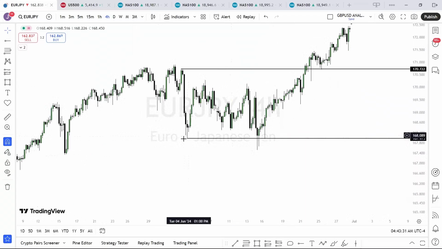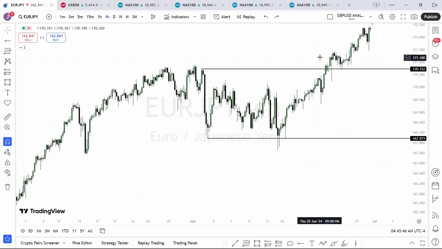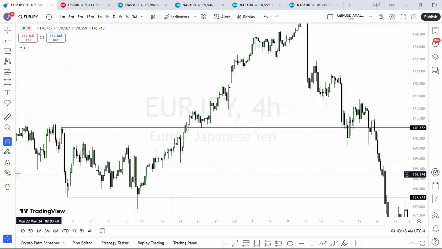So any run on this low will give you an idea that price wants to take what? Liquidity before running higher. So price first expanded lower before expanding higher. Okay, let's look at another example. Let's take this out.